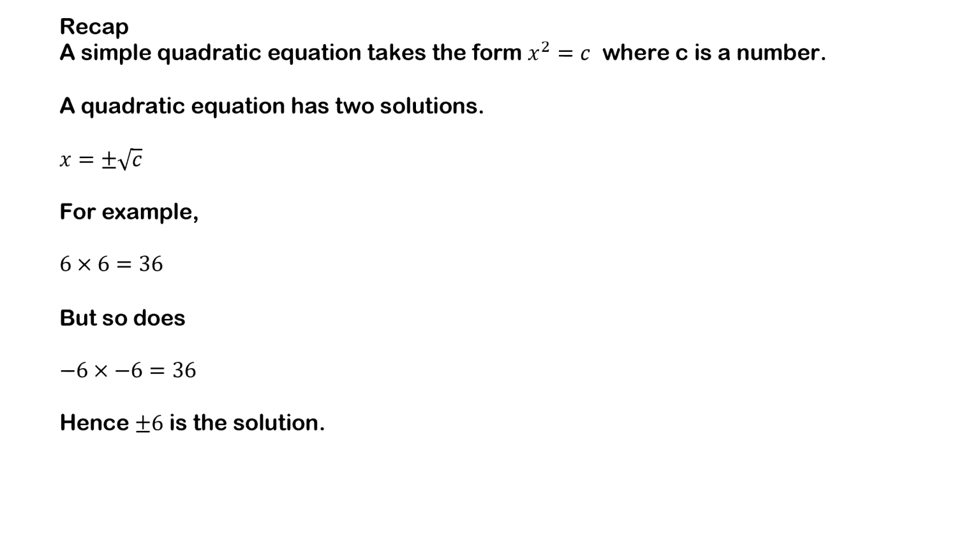To end this video, we'll do a quick recap. A simple quadratic equation takes the form x squared equals c. A quadratic equation has two solutions, plus or minus the square root of the number. Again, remember 6 times 6 equals 36, and negative 6 times negative 6 also equals 36.